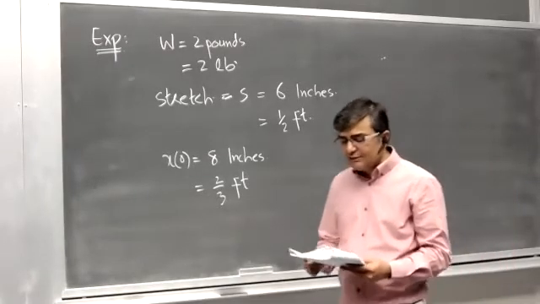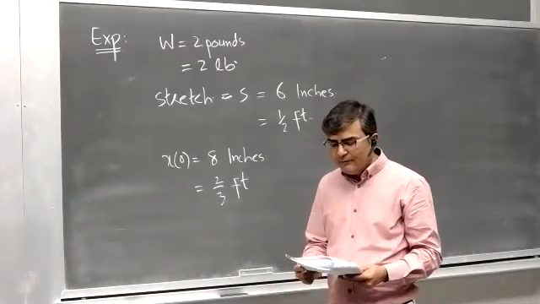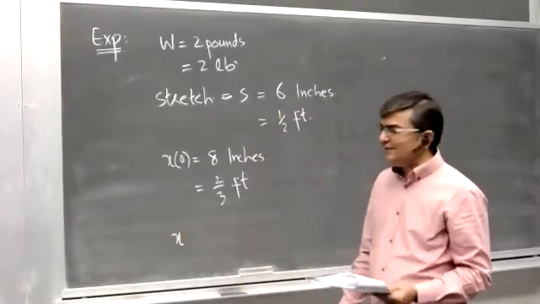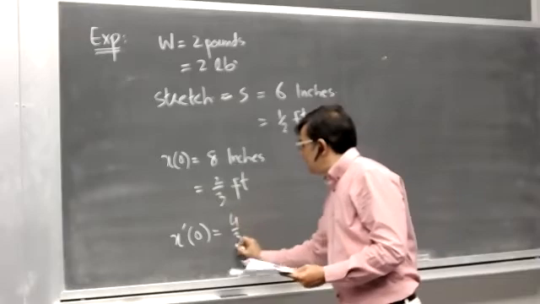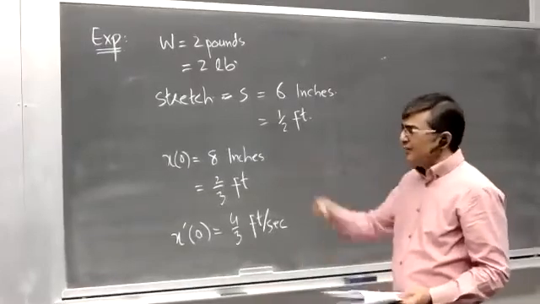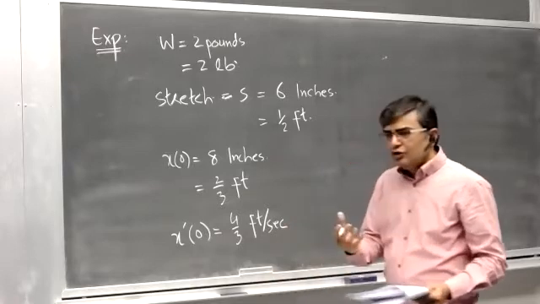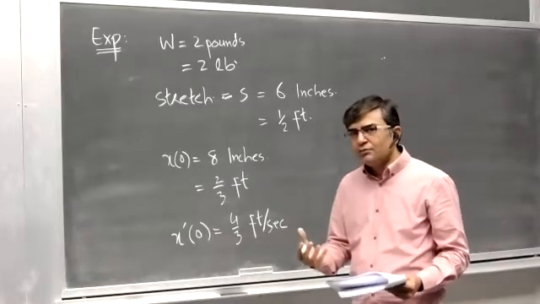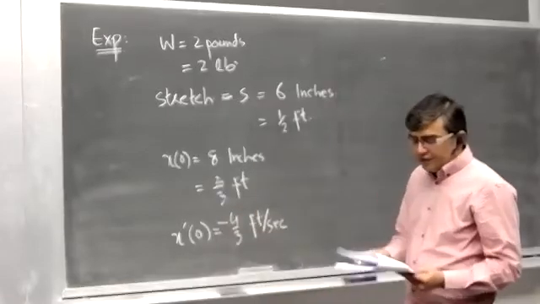At time t is equal to 0, the mass is released from a point 8 inches below the equilibrium position with an upward velocity of 4/3 feet per second. Upward velocity means x dash of 0 is equal to 4/3 feet per second. As I explained earlier, when you leave a mass by pulling it down with an upward imparted velocity, then it will definitely be negative always. Determine the equation of motion.